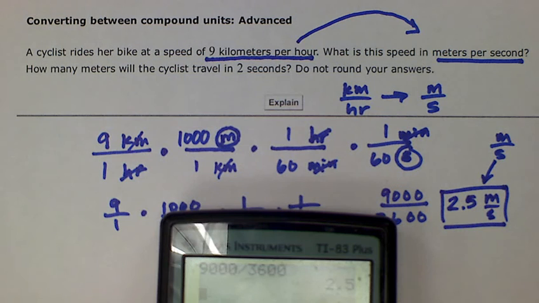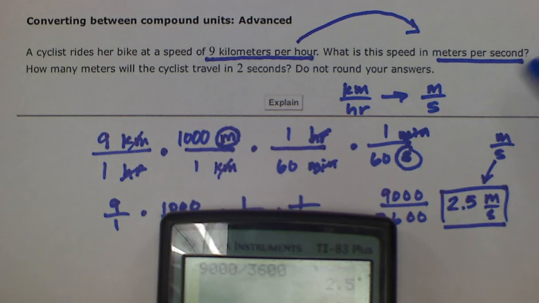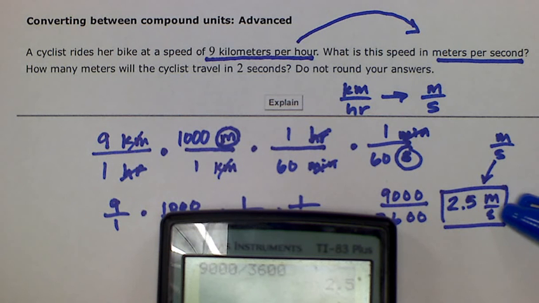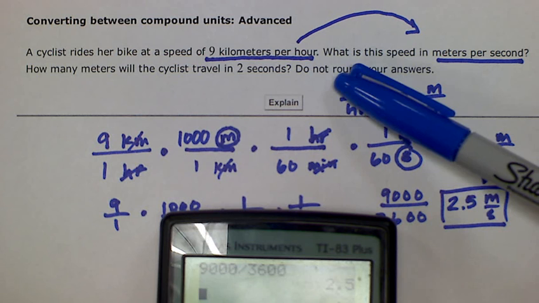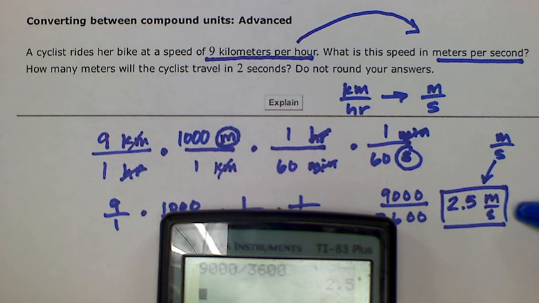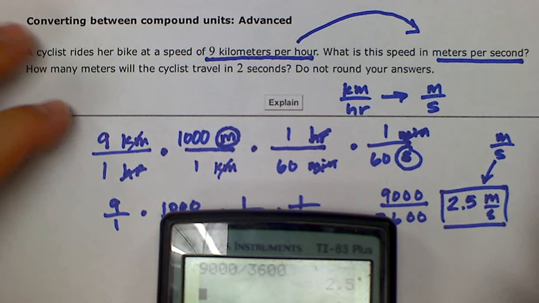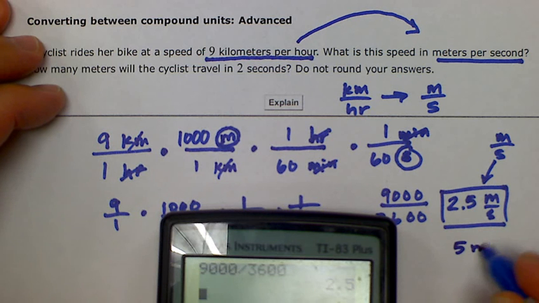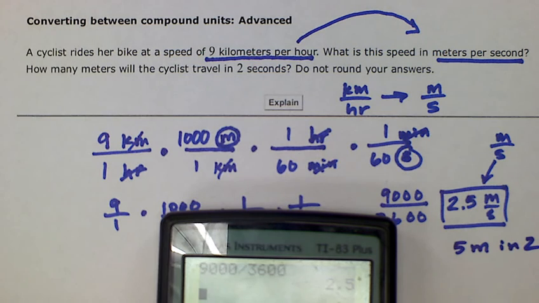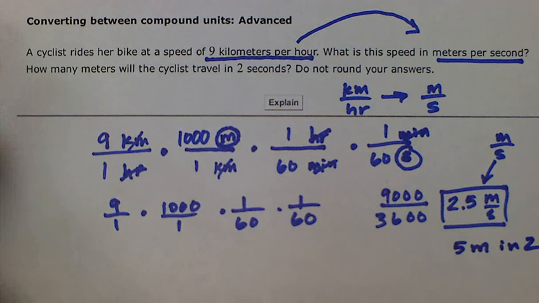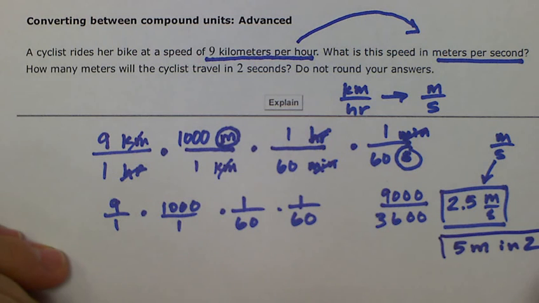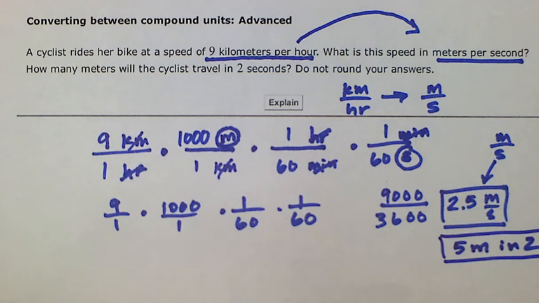Now it says, if he is moving 2.5 meters per second, how many meters will a cyclist travel in 2 seconds? Well, if he travels 2.5 in 1 second, we just need to multiply this number by 2. And when we multiply 2.5 by 2, we get a total of 5 meters in 2 seconds. So 5 meters in 2 seconds is, there are 2 answers. Our 2.5 meters per second is the equivalent, and he will travel 5 meters total in 2 seconds.